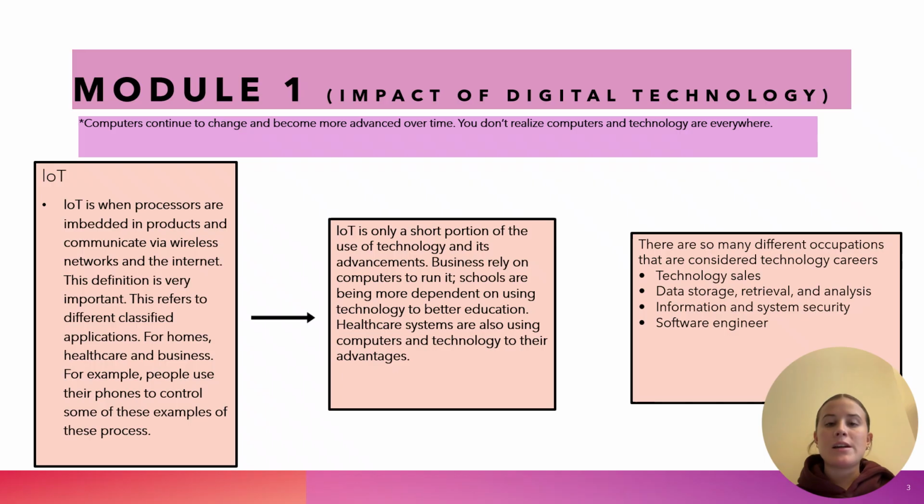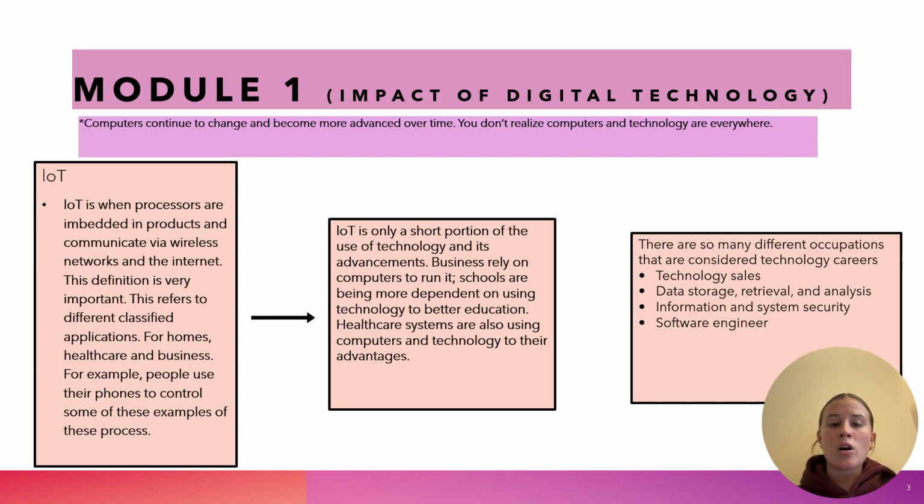You don't realize computers and technology are everywhere. IoT is when processors are embedded in products and communicate via wireless networks and the internet. The definition is very important. This refers to different classified applications for homes, healthcare, and businesses. For example, people use their phones to control some of these processes. IoT is only a short portion of the use of technology and its advancements.